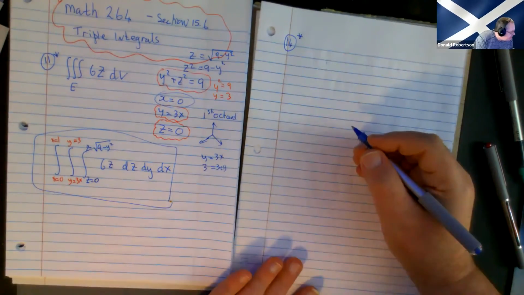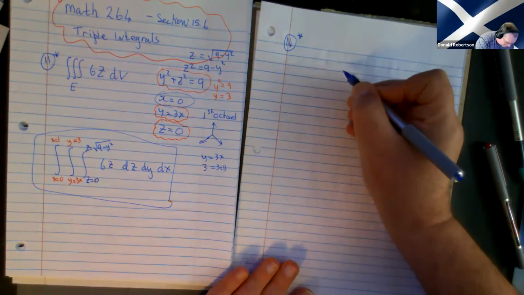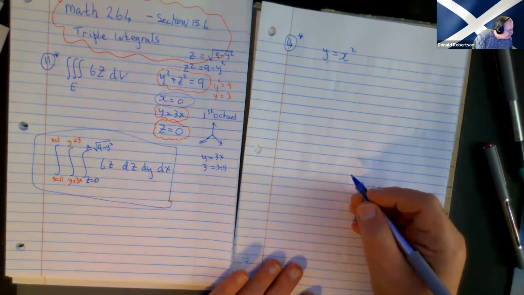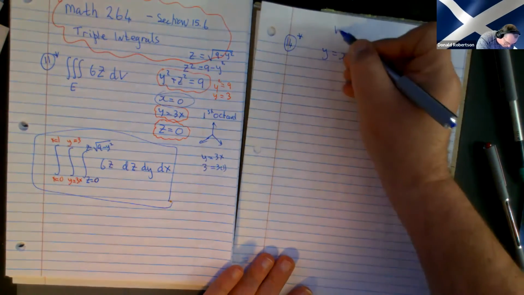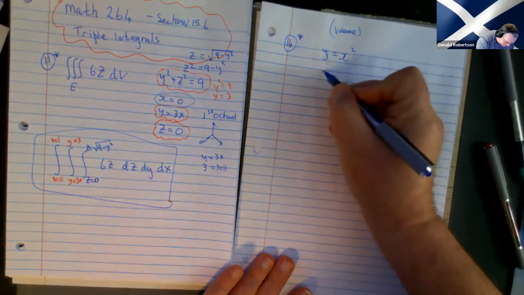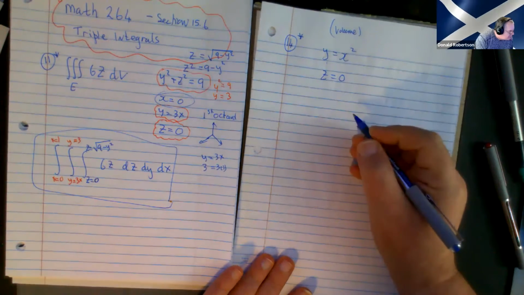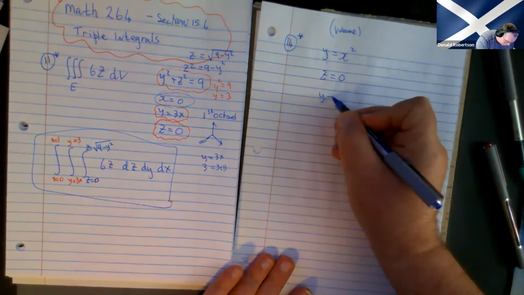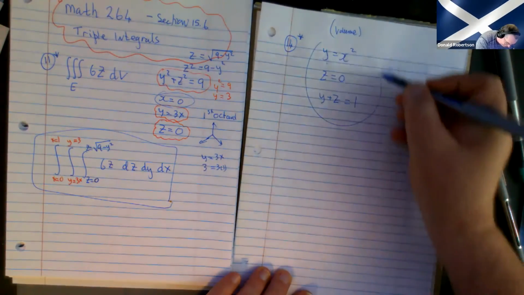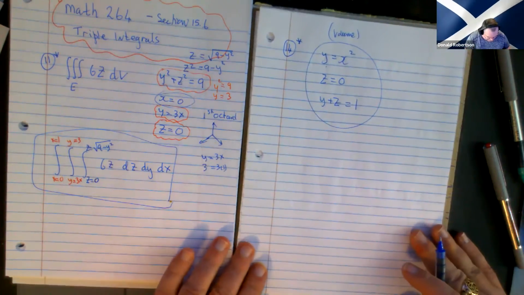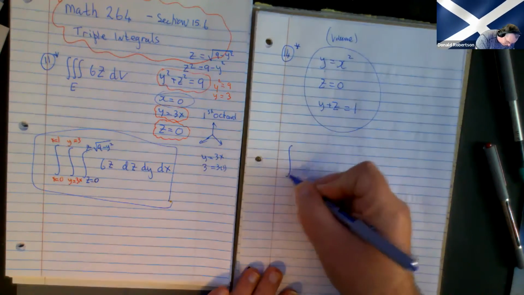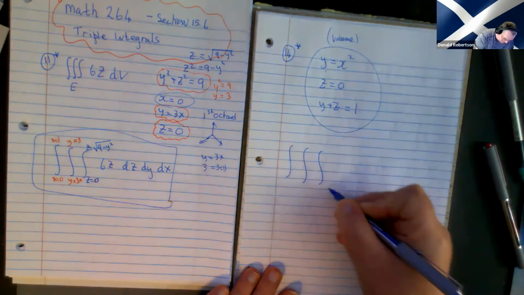This is question 14. We have y equals x squared. Oh, by the way, it's find the volume again. And we have z equals 0 and y plus z equals 1. And from that entire package, we are going to have to figure out, right, what the limit of integration is going to be for 1.